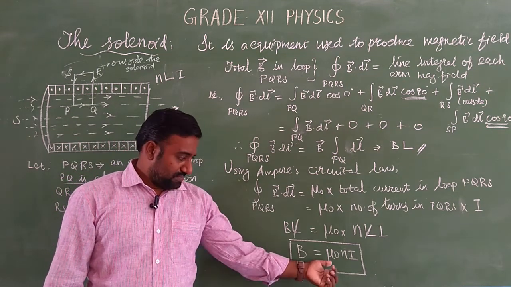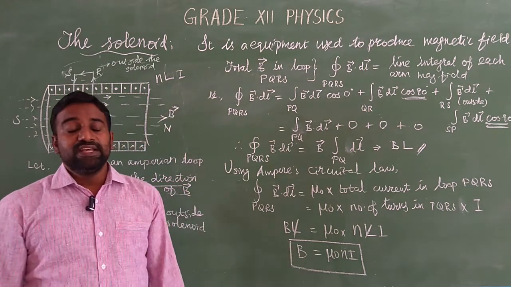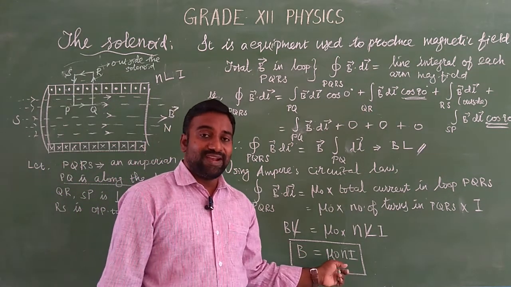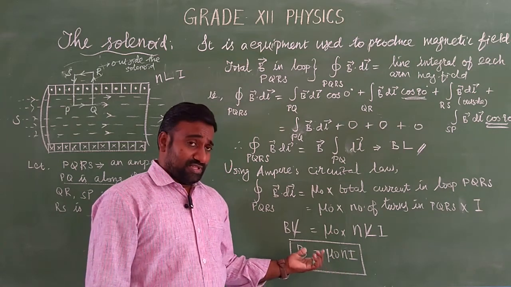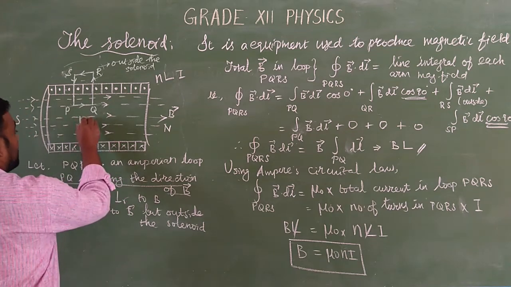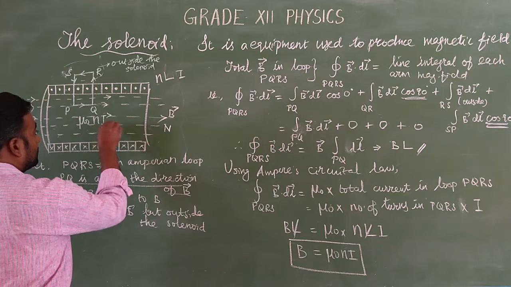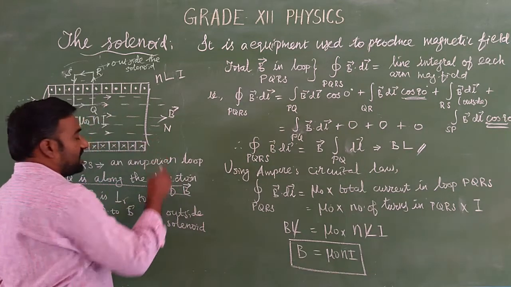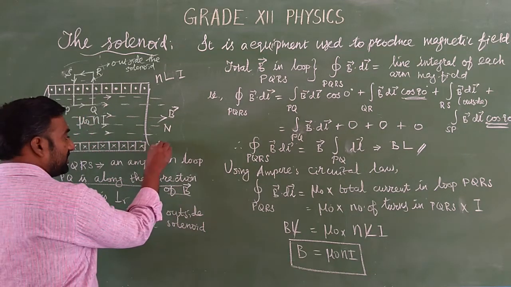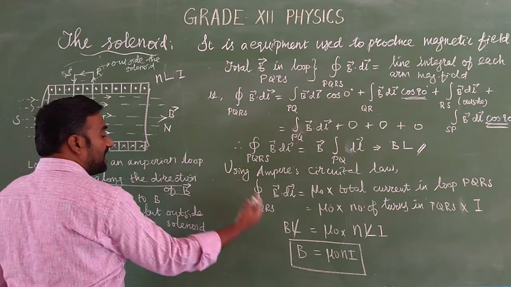Okay, where mu naught is the permeability of free space. That value also we found already. That is equal to 4 pi into 10 to the power minus 7. So this is the magnetic field produced inside the solenoid. But at the end, outside near the end, the magnetic field will be half of that inside.